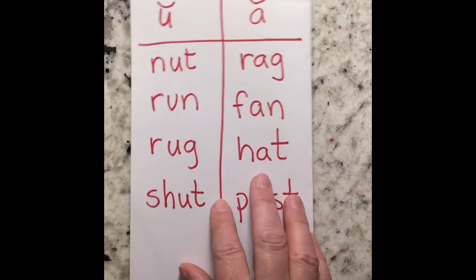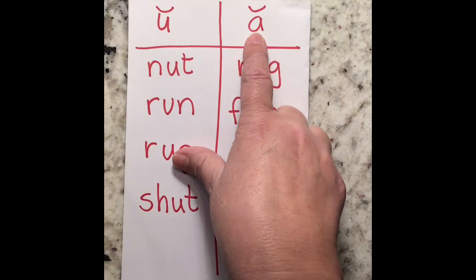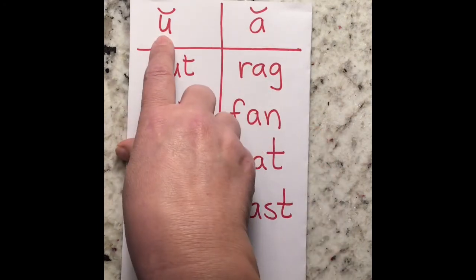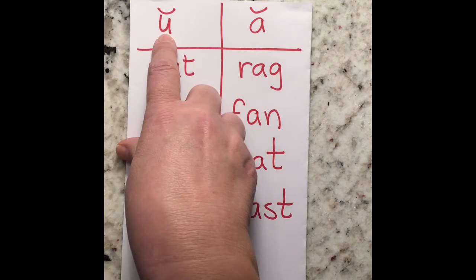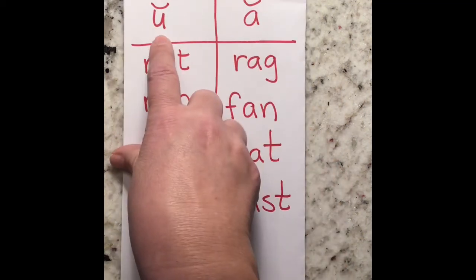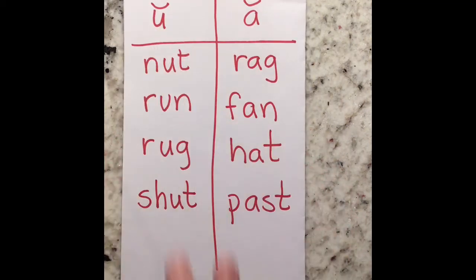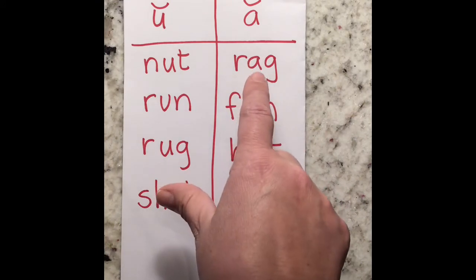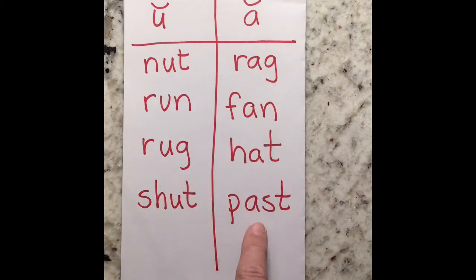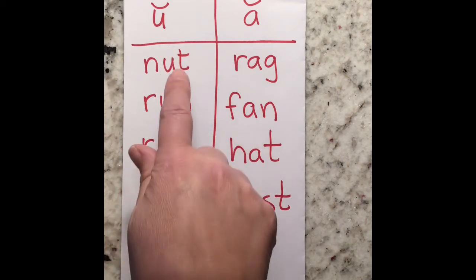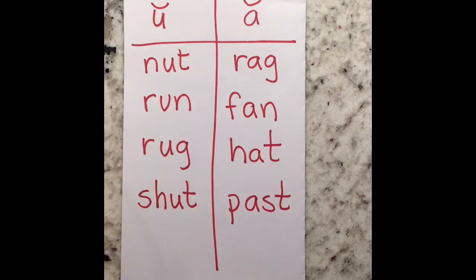If we were doing a short vowel sort, and maybe we were planning to make a pattern sort, one way we could make a pattern sort would be this. Pretend we're going to teach the short vowel A, and kids already know the short vowel U. So we're going to introduce a new feature by comparing it to a known feature. That's a concept we're going to use over and over again in word study. Look at the words in this sort. All the words have short A's: rag, fan, hat, past, and all of these words have short U's: nut, run, rug, shut.